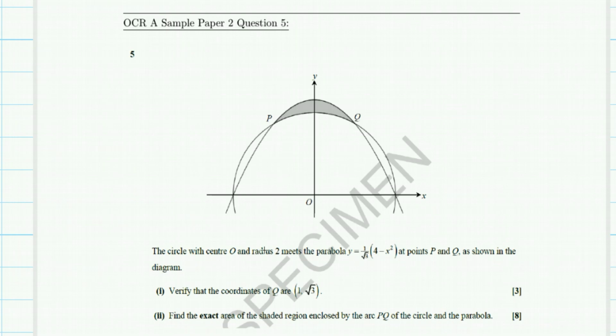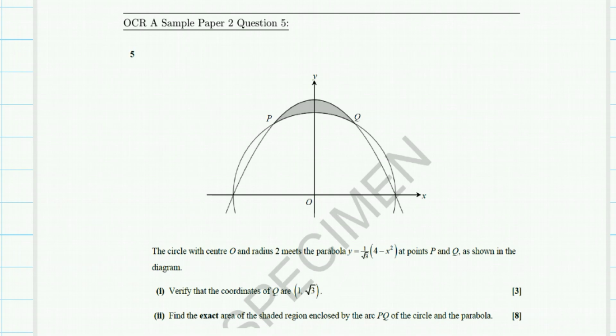Okay, the last question we're going through is this question involving a circle and a parabola. The circle with centre 0 and radius 2 meets the parabola y equals 1 over root 3, 4 minus x squared at points P and Q as shown in the diagram. Verify that the coordinates of Q are 1 and root 3.